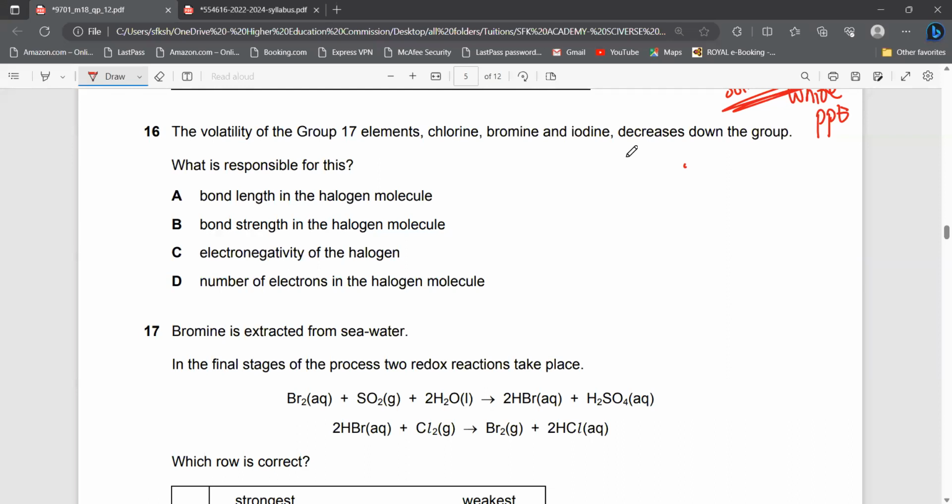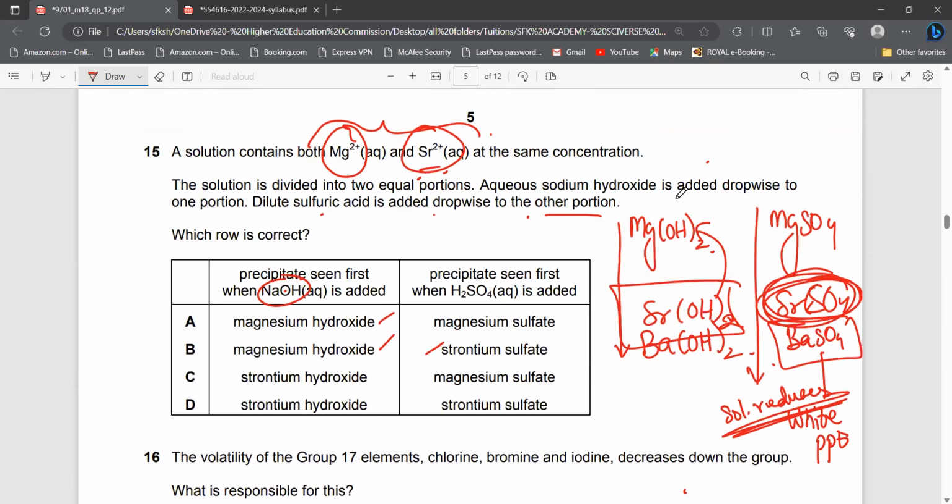Right. So 16, 15, 15. Okay. So 15 may, it's very simple. All you need to do is just know the trends of solubility of group 2. Group 2 is another chapter of AS.